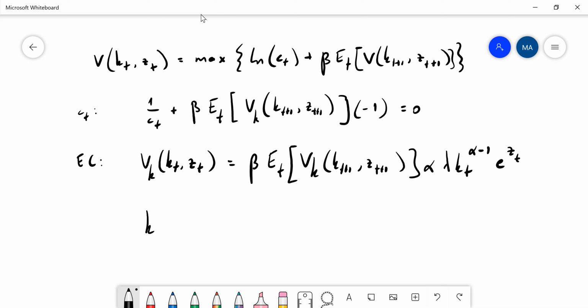Then you also have, of course, the constraint: e^{z_t} lambda k_t^alpha minus c_t. Now again, you're going to have a three variable dynamical system.